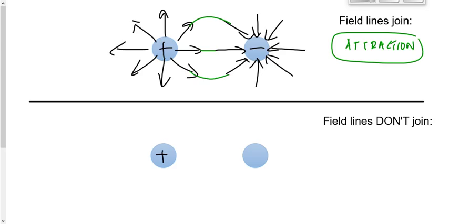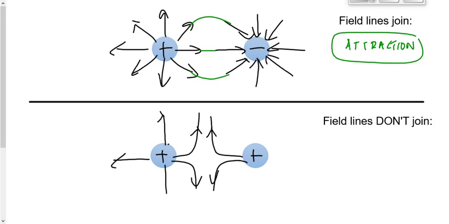We'd get a force of repulsion in a situation like this, where the field lines leave the positive, but then repel each other. And it looks something like this.